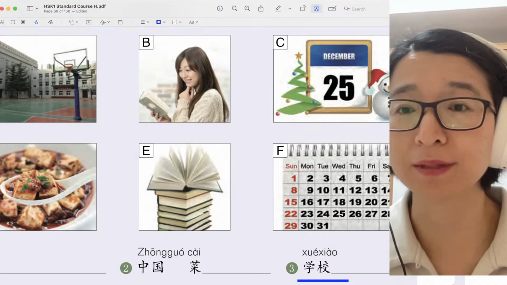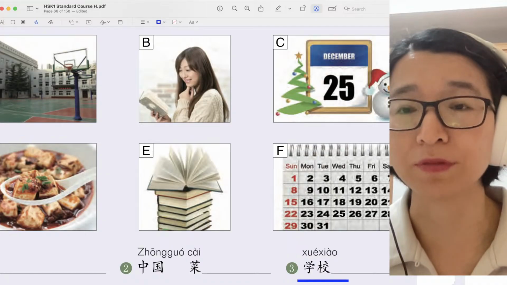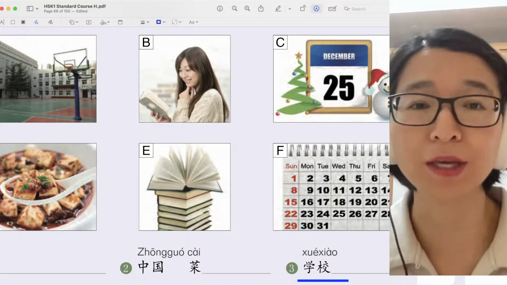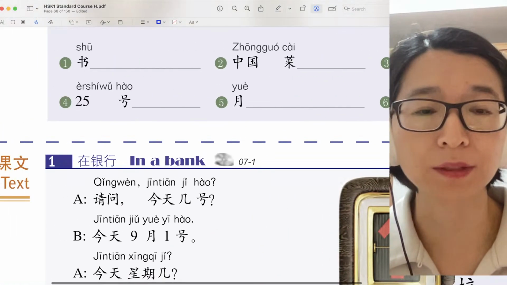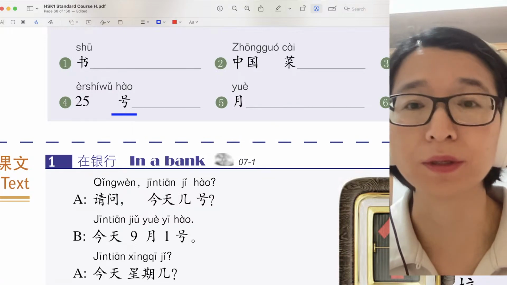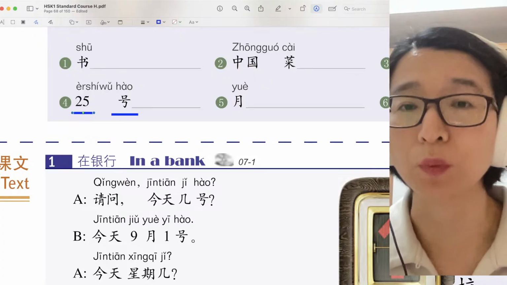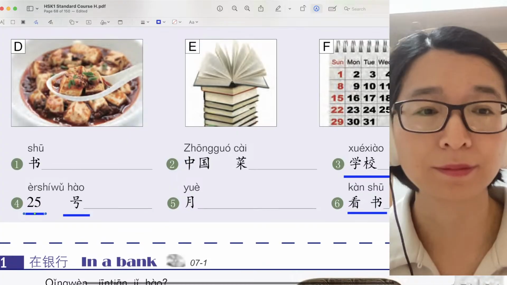Okay, now let's see picture C. December 25th. How do you say 25th? Say the date, 25th. We say 25号. Don't forget the word 号. That's what we say about the date. First say the number and then say the word 号. Next one.